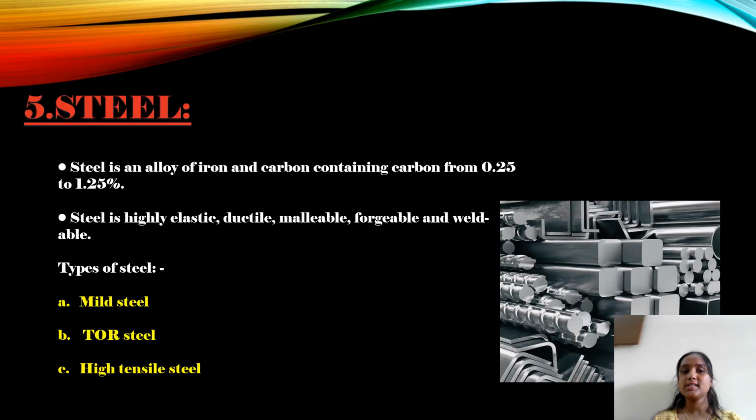Next material is steel. Steel is an alloy of iron and carbon containing carbon from 0.25 to 1.25%. Steel is highly elastic, ductile, malleable, forgeable and weldable. This steel is divided into three types: mild steel, tough steel, high tensile steel.